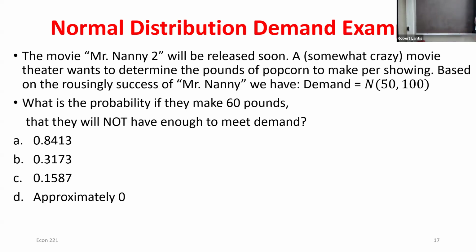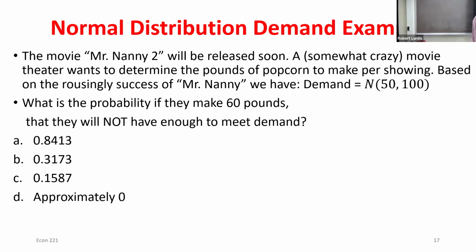So what's the probability that they make 60 pounds and they don't have enough? The only way that they don't have enough is if demand actually is a value above 60. Right? So we're thinking about what's the probability that demand ends up being 60 or greater? Well, automatically, I know that probability has to be less than what? What's the area to the right of 50?